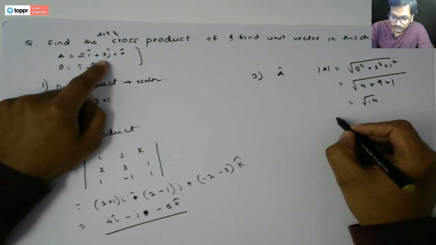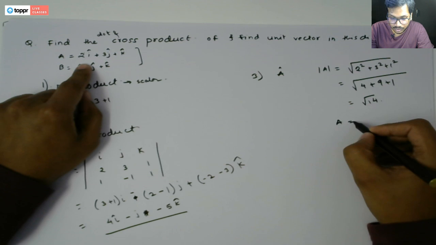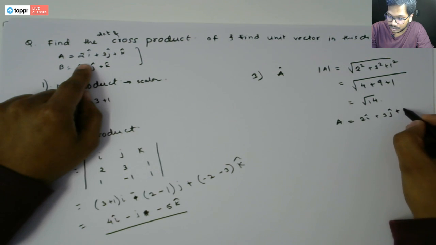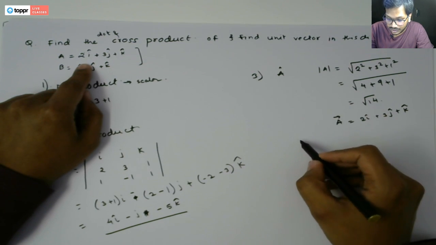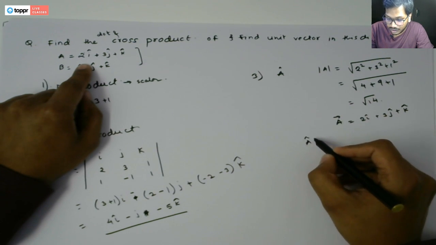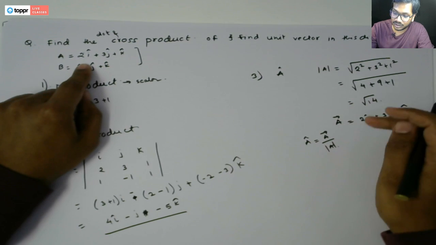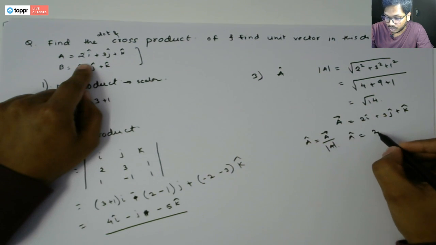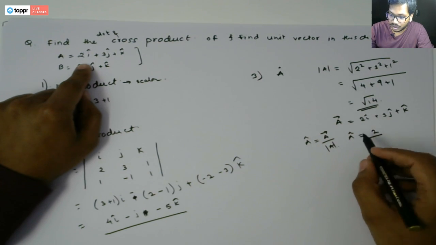Now again we write A is equal to 2 i cap plus 3 j cap plus k cap. This is the vector. Now as we defined earlier, a unit vector in direction of A is given by the vector divided by the magnitude of A, right? For this we already found the magnitude of A, so A cap would be the vector divided by this magnitude of A, that is what we found.